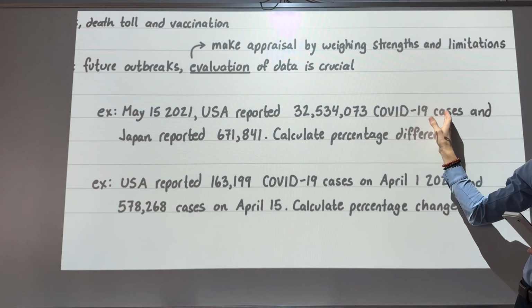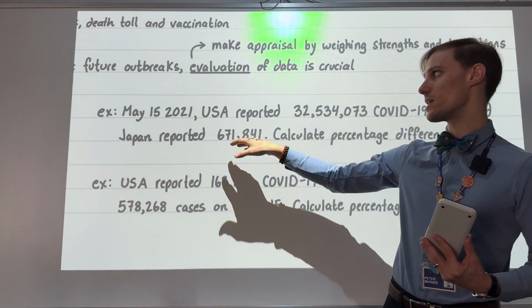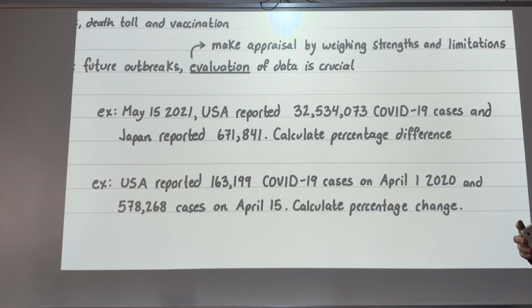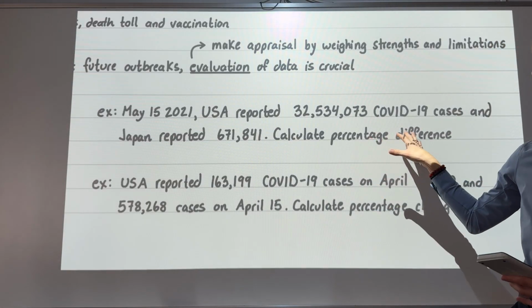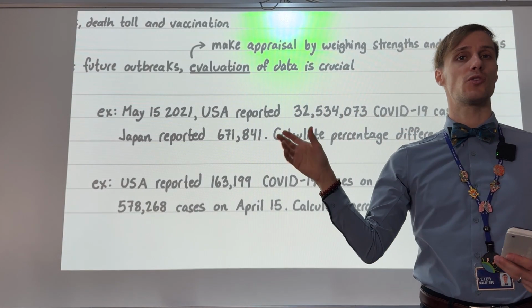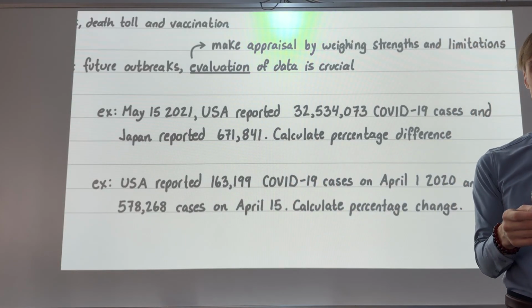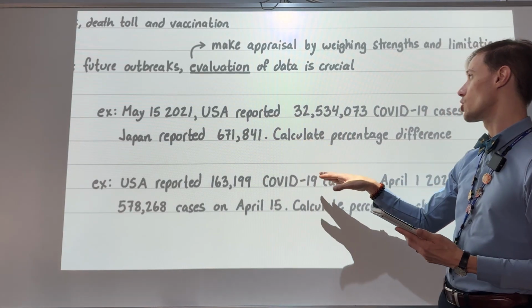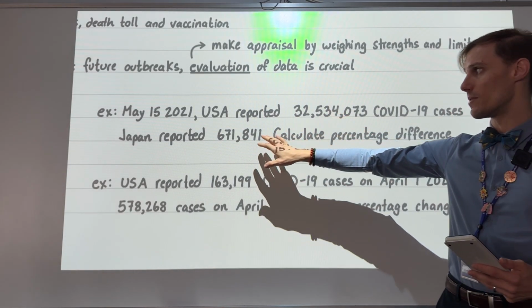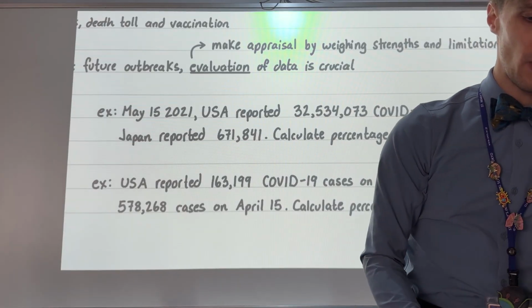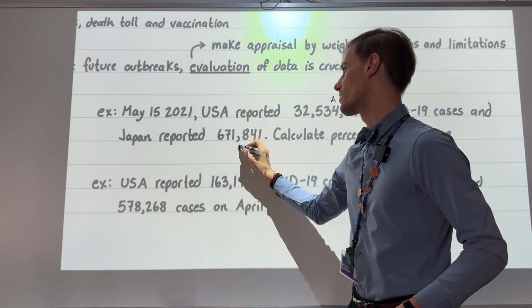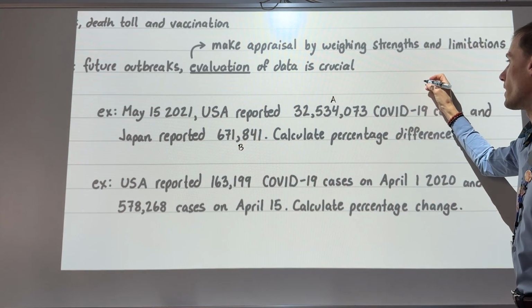32,534,073 COVID-19 cases, whereas Japan reported 671,841 cases on the same day. What is the percentage difference between these 2 countries in terms of COVID-19 cases? So I'm first going to subtract this value from this value. So let's actually write what's going on here. Let's call this value A and let's call this value B.